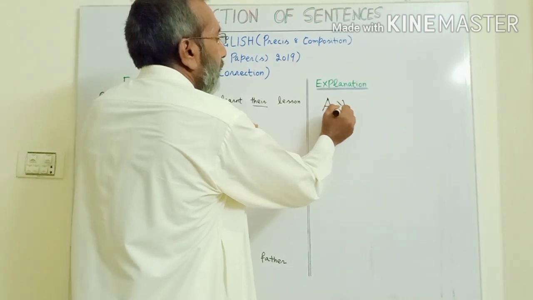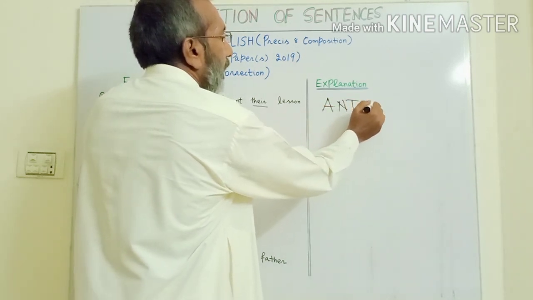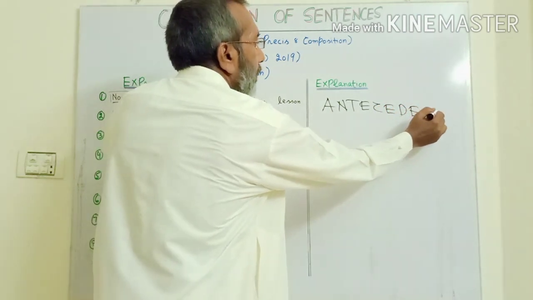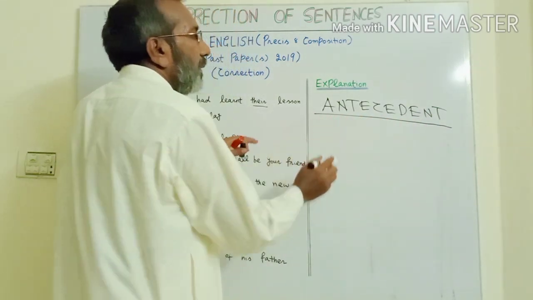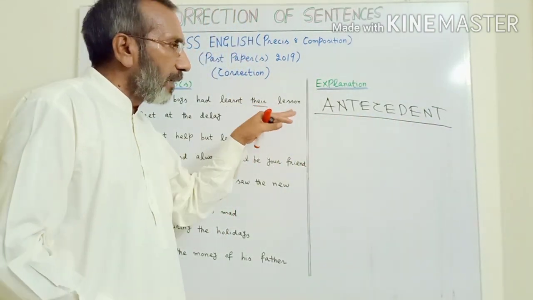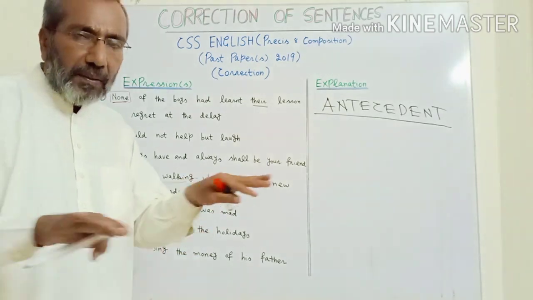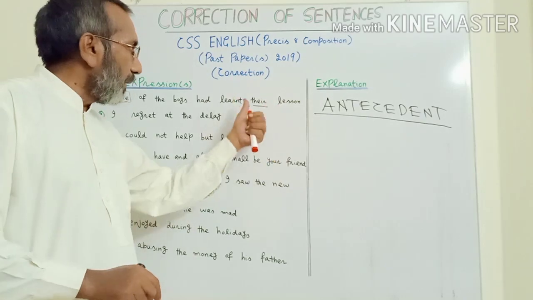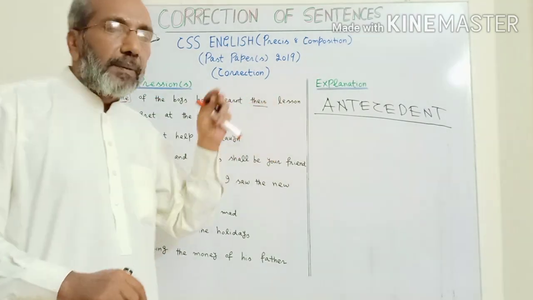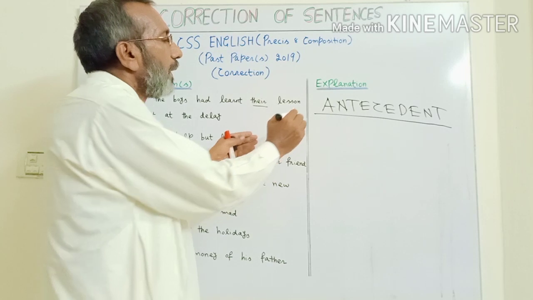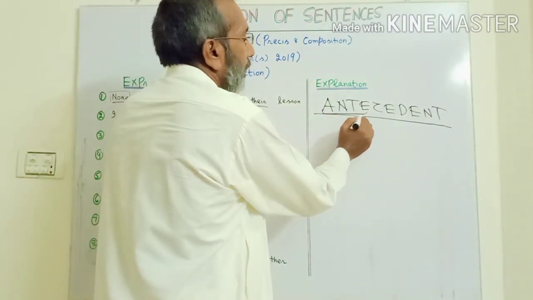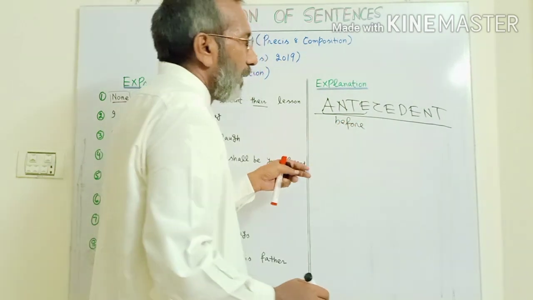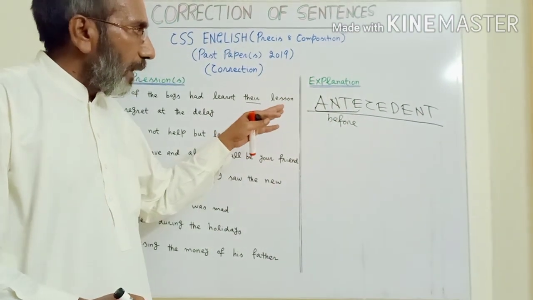It is called the antecedent. The use of the antecedent. Okay. For CSS students, they are supposed to dig into things. If they just memorize things like other students, obviously not. Antecedent, try to understand this thing. Antecedent basically means what? "Ante" stands for before. It means before. Okay?